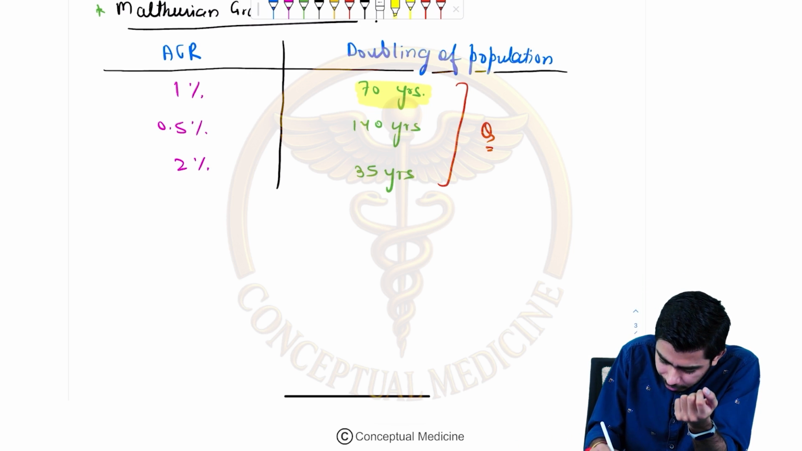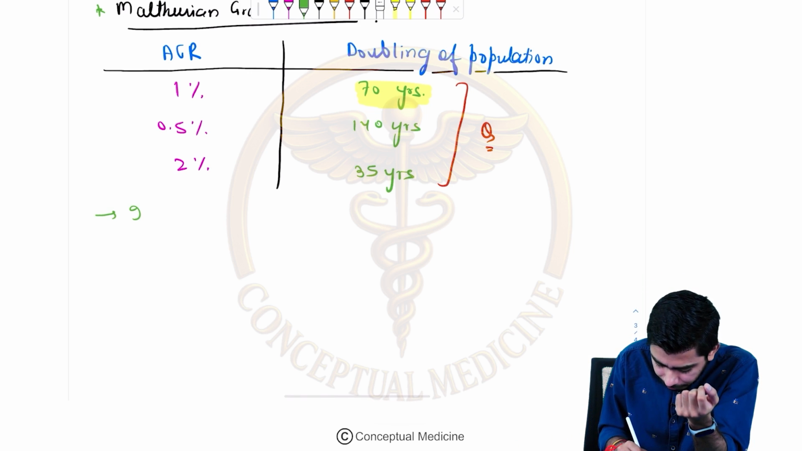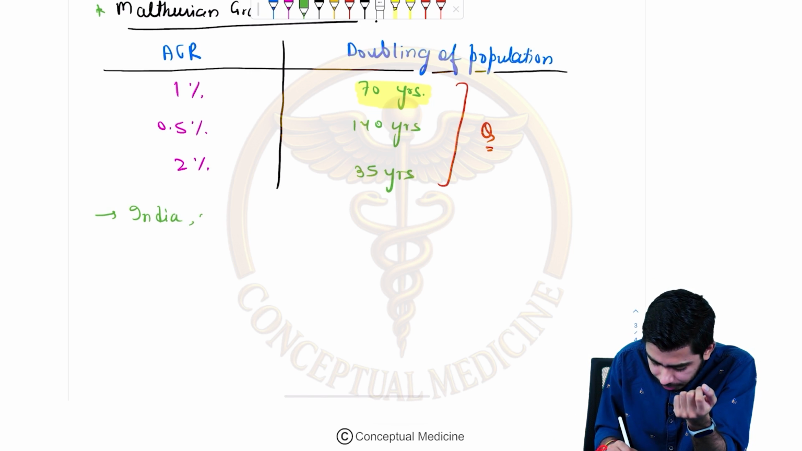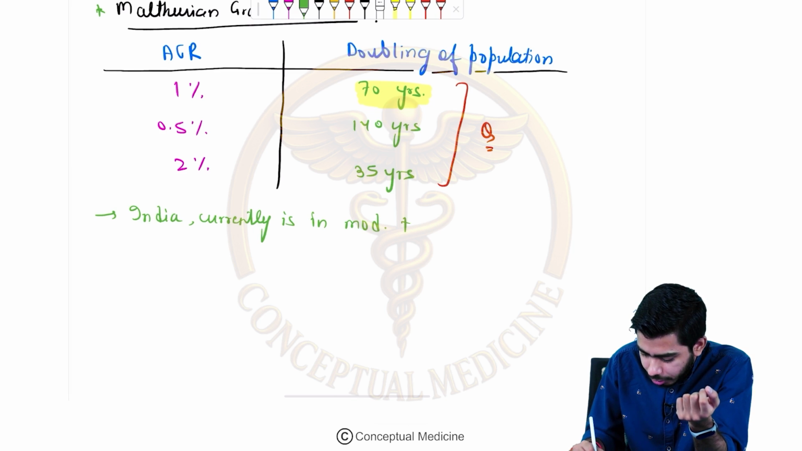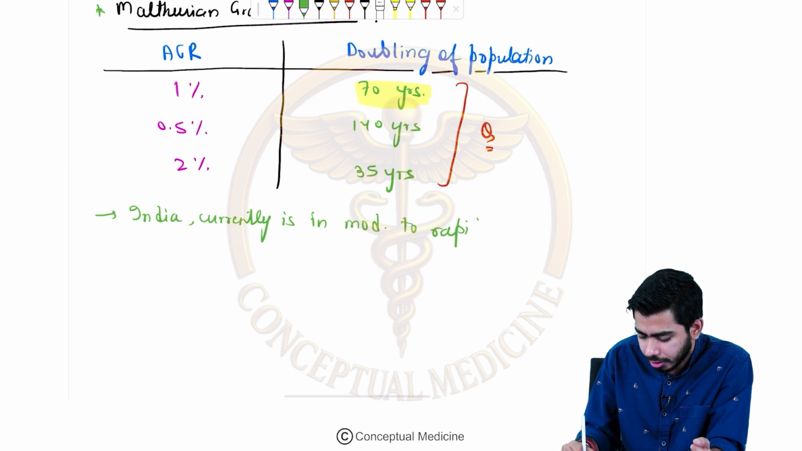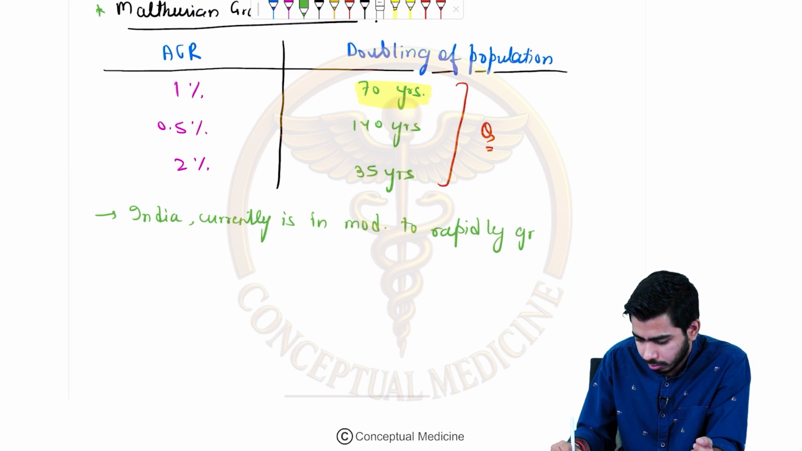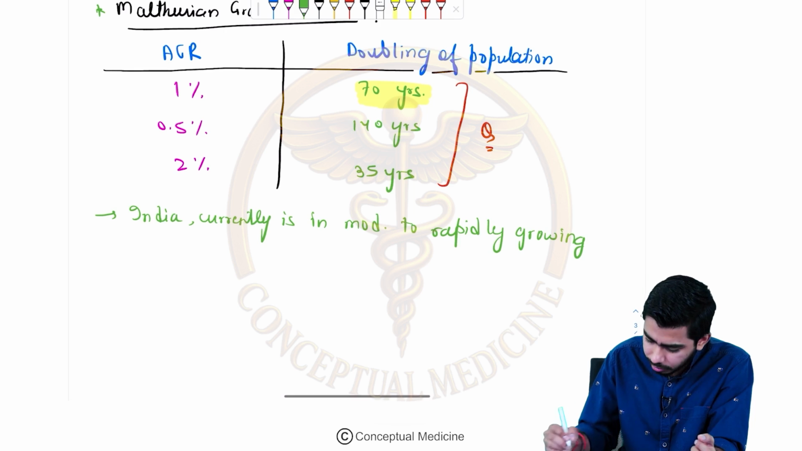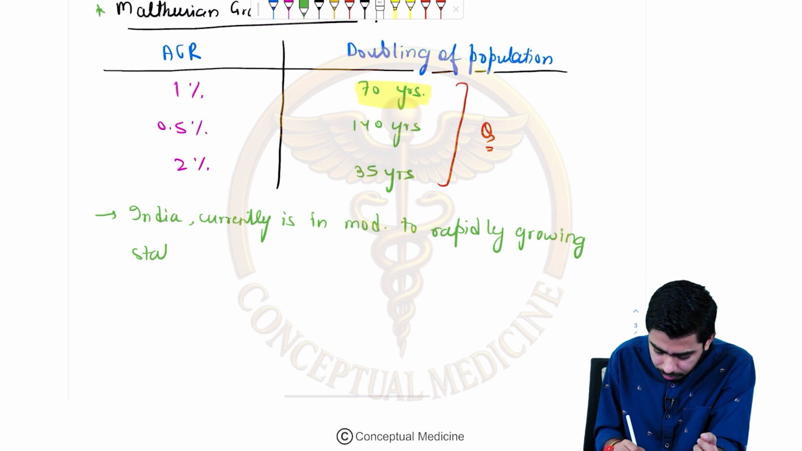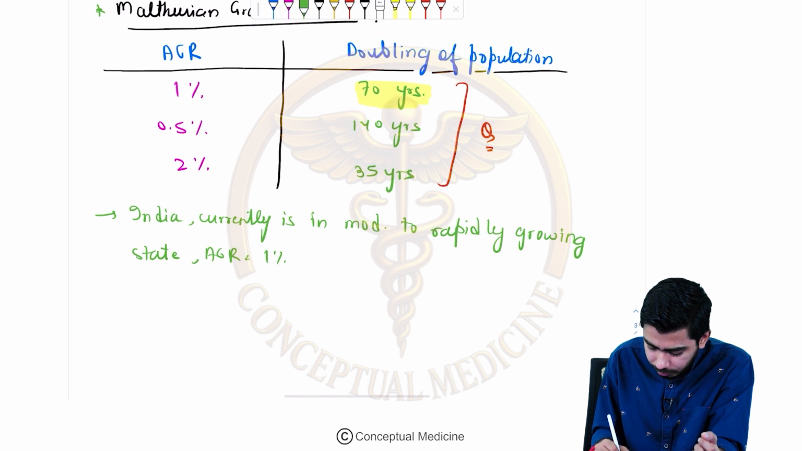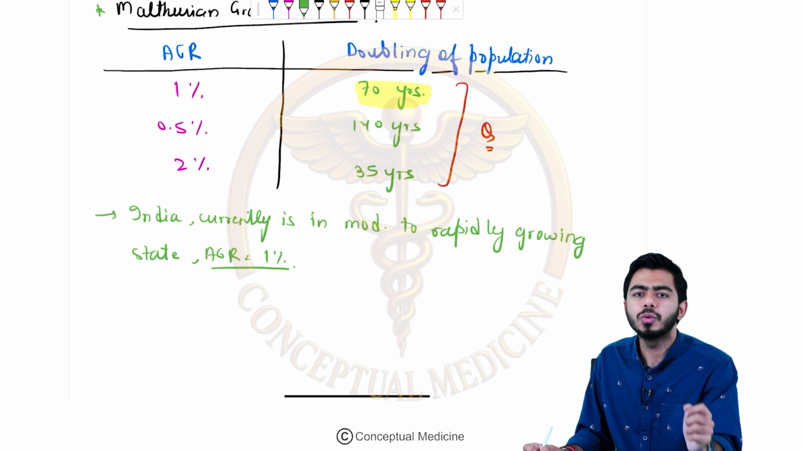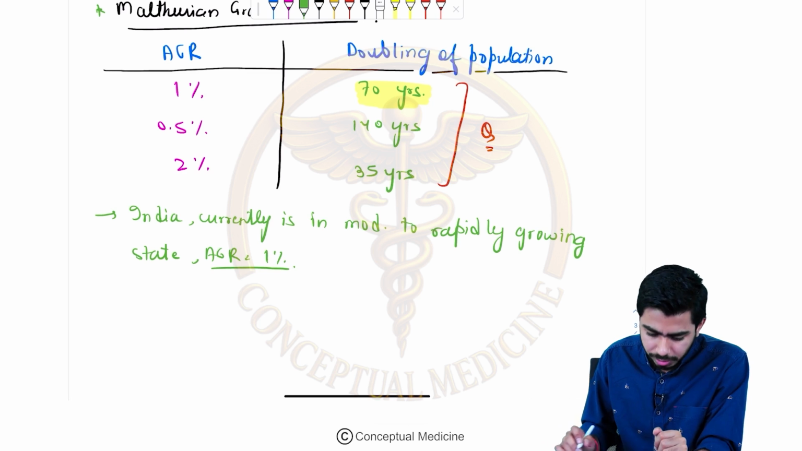So basically right now India is in a moderate to rapidly growing state, with an annual growth rate of 1%. We want to keep it under 1%, right? That will be our target.